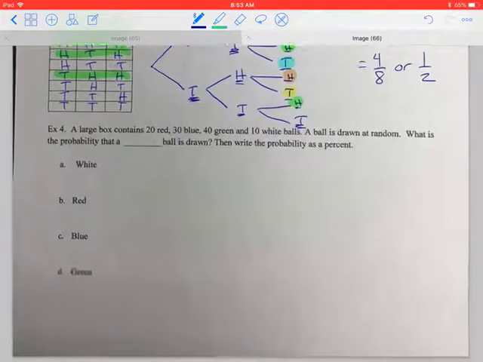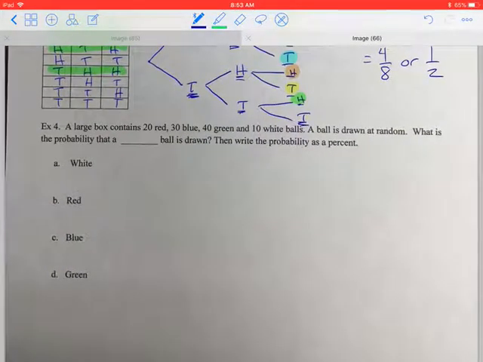All right, so for our last example on this page, we're going to look at a box of marbles. So we've got different color marbles. We're going to draw one ball at random. So if we think about the total number of marbles, we have 20 red, 30 blue, 40 green, and 10 white. So if we add that up, we do get 100. So the probability of getting white, there's 10 white. So that would be 10 out of 100.